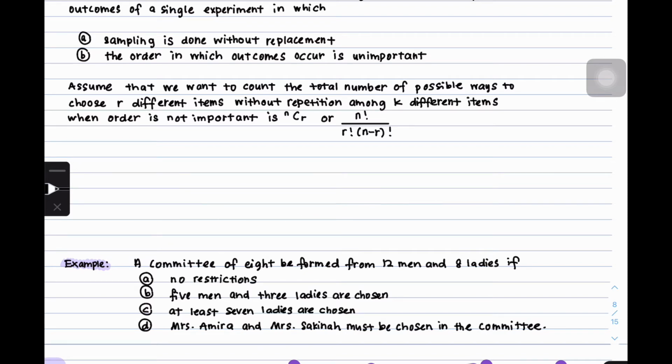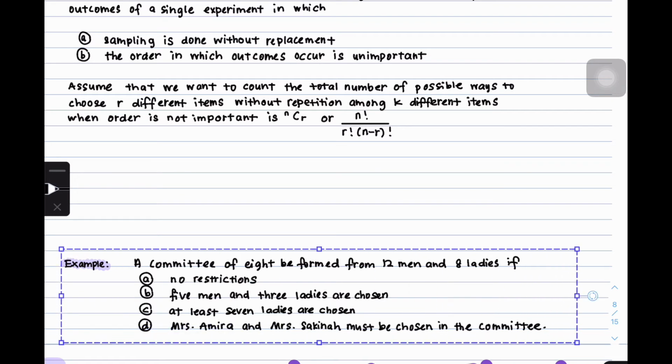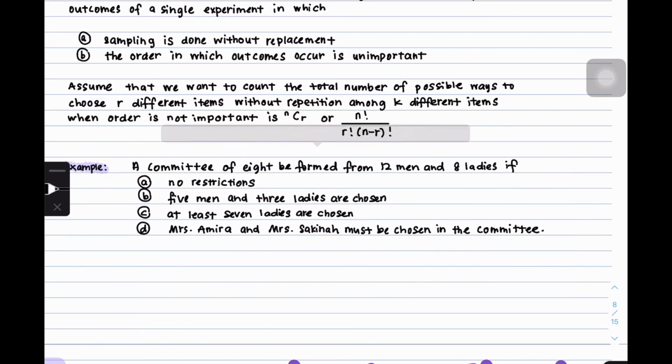Okay, so next we have one example here. A committee of 8 is to be formed from 12 men and 8 ladies. Dia nak suruh kita cari the number of ways untuk kita form a committee yang terdiri daripada 12 lelaki, 8 perempuan. So total number of people here is 20. N adalah equal to 20 total semua sekali.